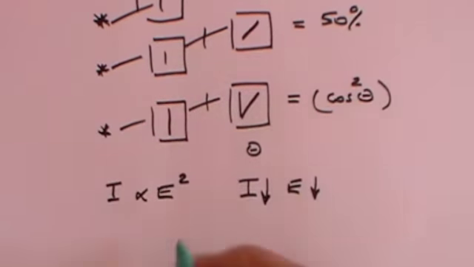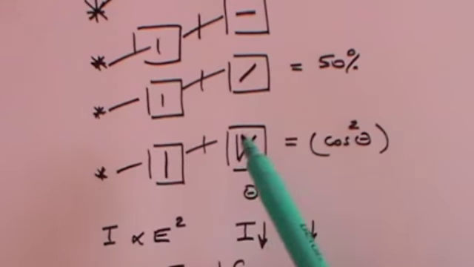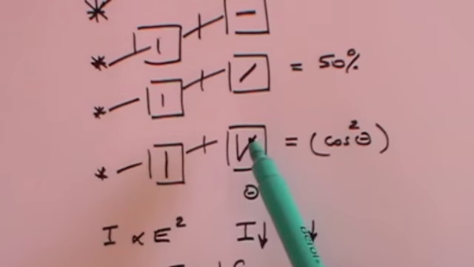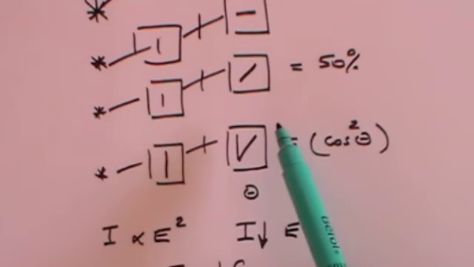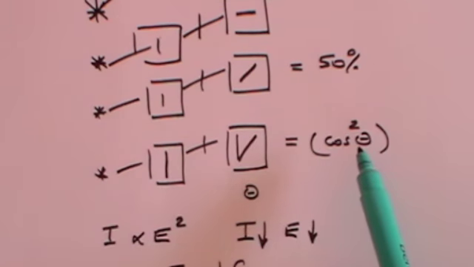So that suggests that if the energy is going down, since h is a constant, the frequency must be going down, and that suggests that the light will change colour. But in fact that's not true. What happens is if you send blue light polarised here, less blue light will go through. The intensity of the blue light will change by cosine squared theta, but the colour won't change. So this can't be entirely right.